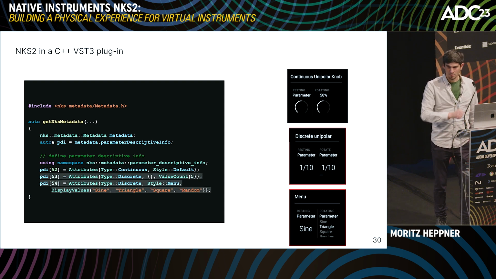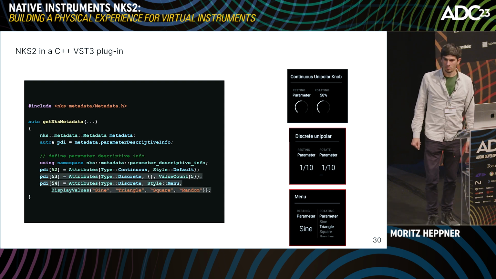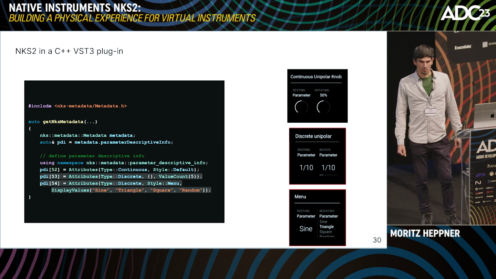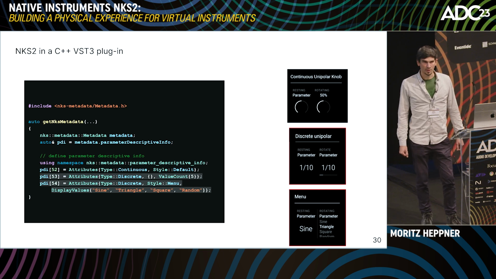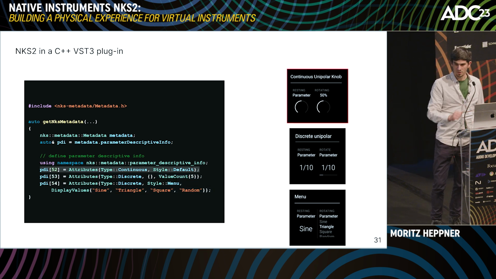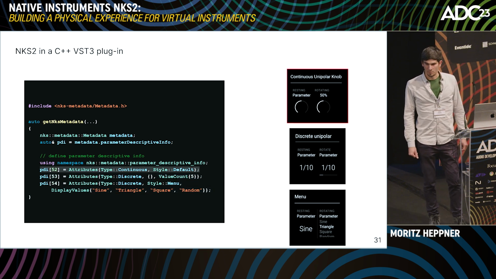So for a discrete parameter, you could construct the attributes like this. You could either pass the value count or pass the display values from which we can then infer the value count. And for a continuous parameter, you can simply pass the type and the style, and you're good.